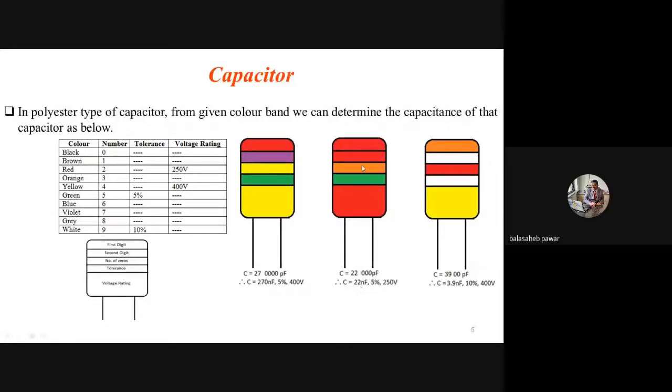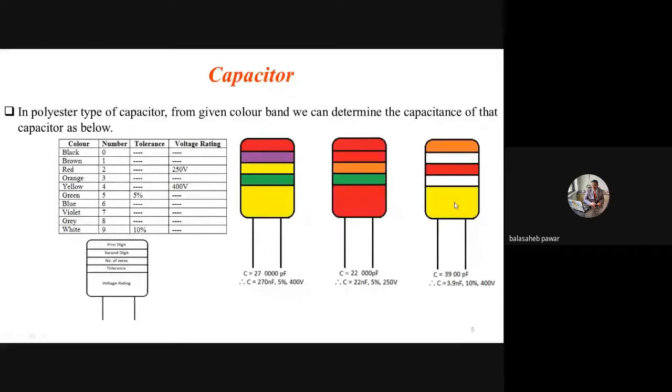Then the fourth color band, which is used for tolerance, is again green. That means for this capacitor also, the tolerance will be 5%. And the last color band shown in this second case is red. That means its voltage handling capacity is 250 volts as per the shown table. So this second capacitor is 22 nanofarad with tolerance of 5%, and its voltage handling capacity is 250 volts.